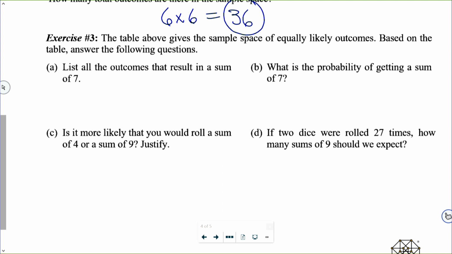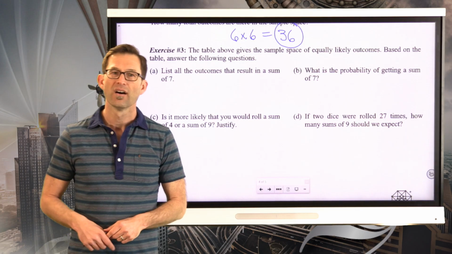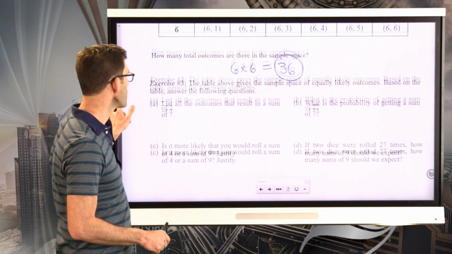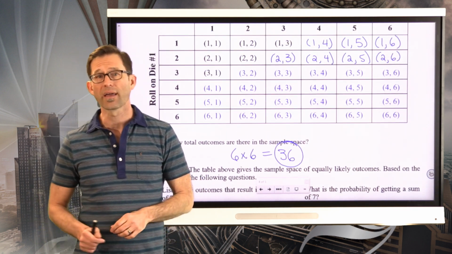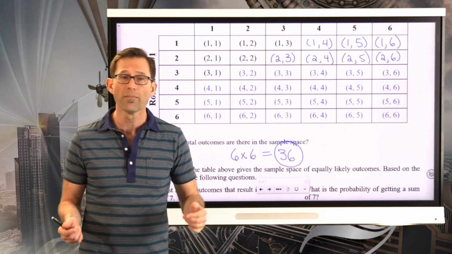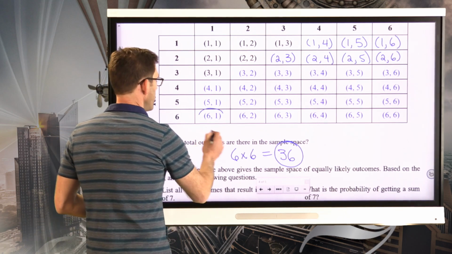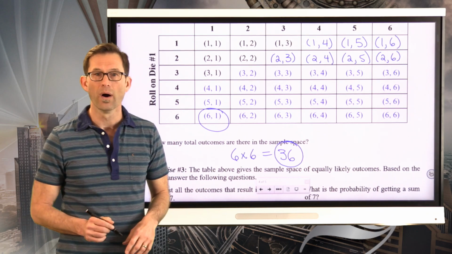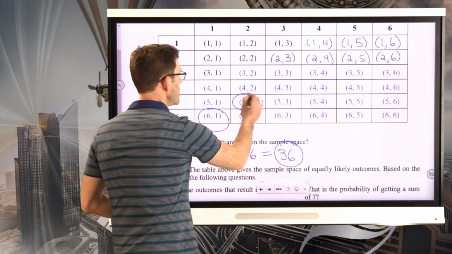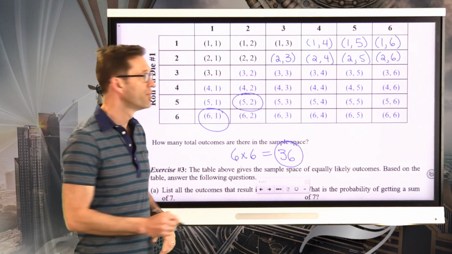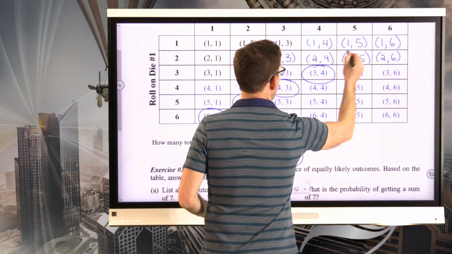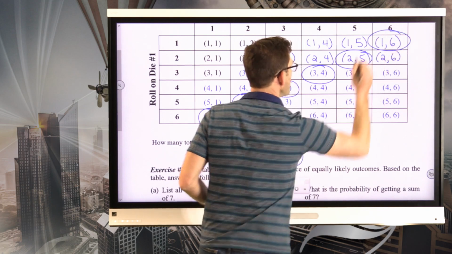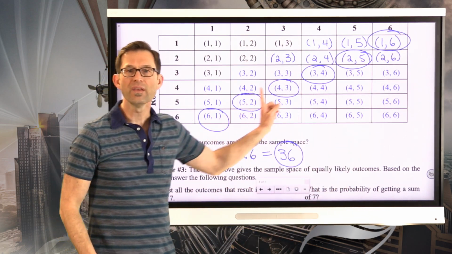Letter A. List all the outcomes that result in a sum of 7. All right, well, let's go up to this table and look for those 7s, right? 7 was the one, at least when I rolled the die, I got more often than any other ones. Well, here's a 7, 6, 1. Here's a 7, 5, 2. Here's a 7, 4, 3. Isn't that kind of nice, right? All of these have the same sum.